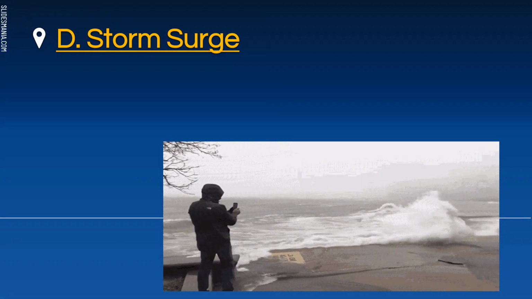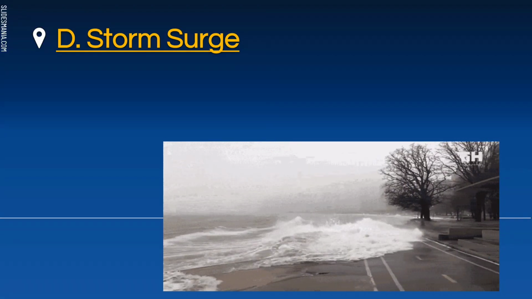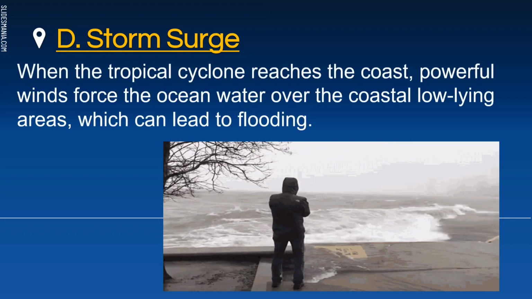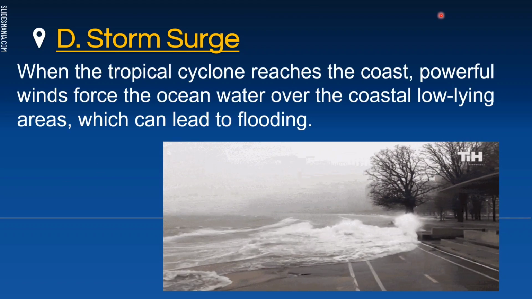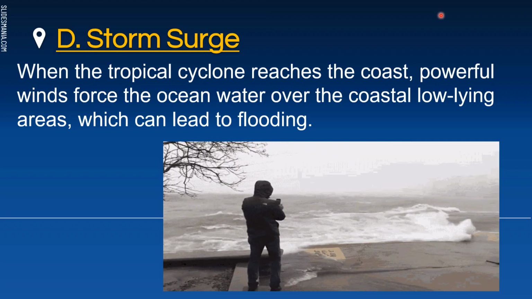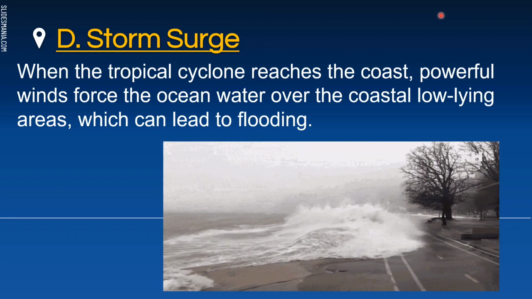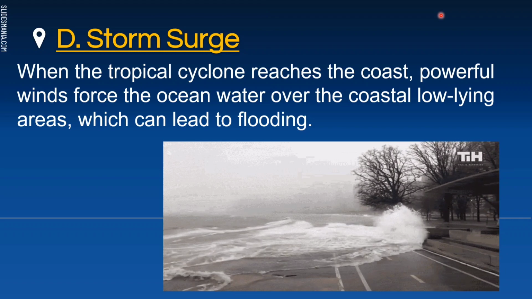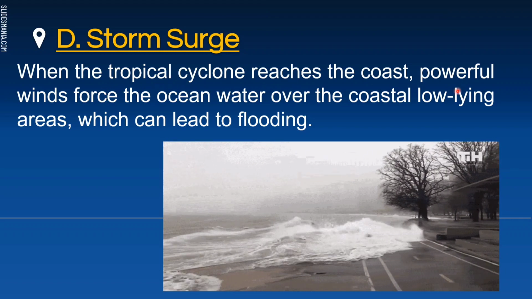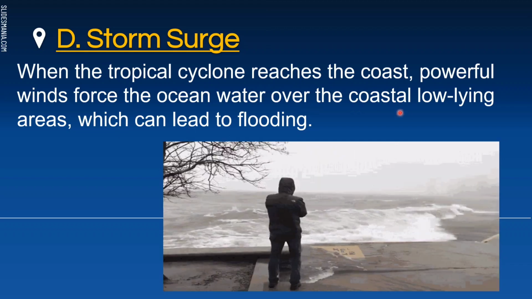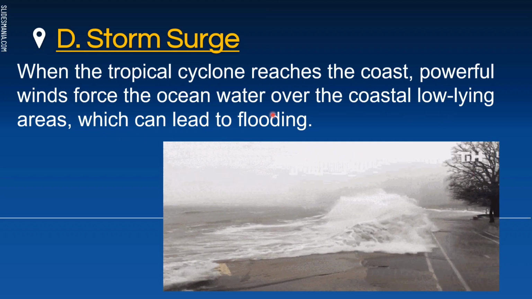Next is the storm surge. Storm surge is also known as daluyong ng bagyo in the Philippine system, wherein the irregular sea level rise during a tropical cyclone or bagyo, of course. So when the tropical cyclone reaches the coast, powerful winds force the ocean water over the coastal low-lying areas, which can lead to flooding.